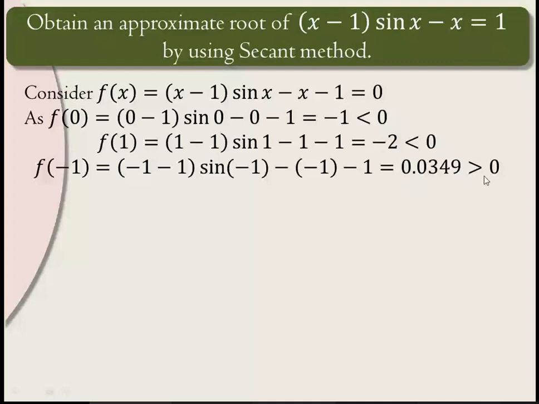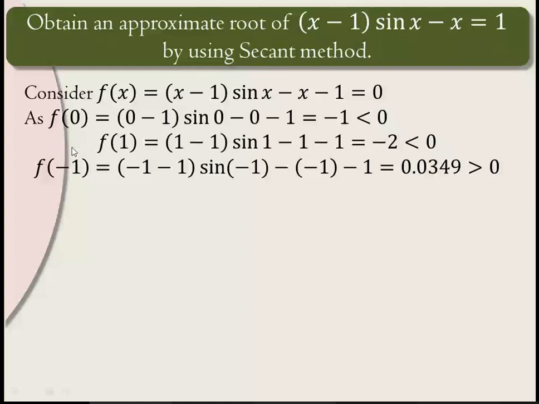You can try with f of 2, no problem, but this value is decreasing. We want to go to nearby 0, so we are trying a negative value. And for minus 1, it comes out to be positive. This is negative and this is positive. Check the consecutive points. You can take the interval from 1 to minus 1, or you can take it from 0 to minus 1.